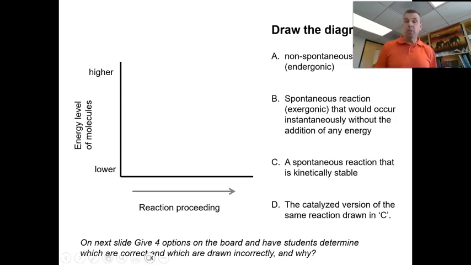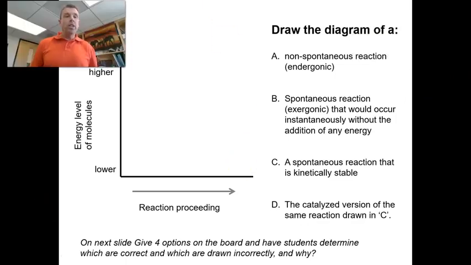And so here's where I want us to practice a little bit again. So pretend this is in class. This means this is important. I want you to get out a sheet of paper and draw 4 diagrams like this, where we have our energy levels on the y-axis and the reaction proceeding like we've seen before on the x-axis. I want you to draw a diagram of a non-spontaneous reaction, in other words, an endergonic reaction. Another one of a spontaneous reaction that's exergonic that would occur instantaneously without the addition of any energy. A spontaneous reaction that's kinetically stable, and the catalyzed version of the same reaction drawn in C.